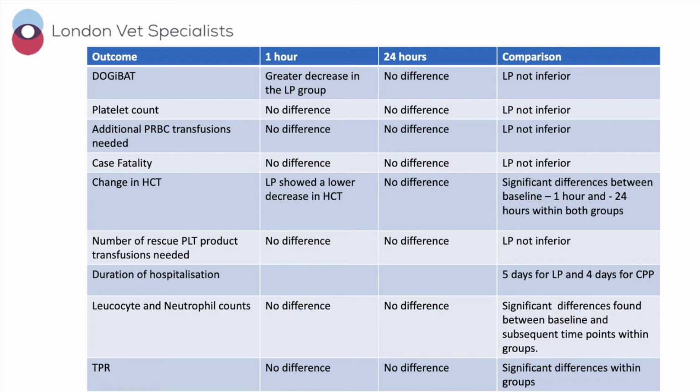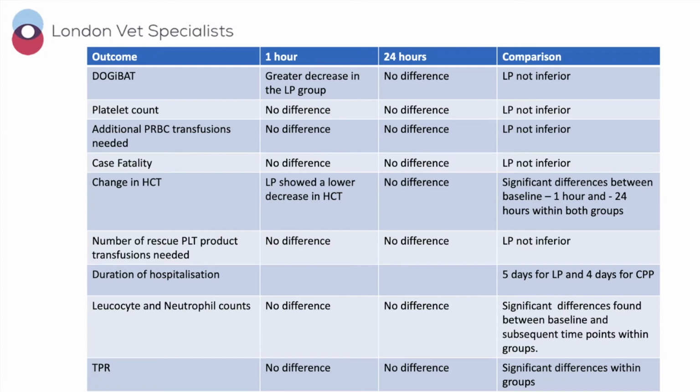Interestingly, the LP group showed a lower decrease in hematocrit from time 0 compared to 1 hour after LP administration, and when compared with the CPP group, and it was hypothesized that might be because of the lower volume of LP administered, causing less hemodilution. Significant differences were found within both groups between the baseline, 1 and 24 hours compared to hour 0, and there was no difference in the number of rescue platelet and product transfusions needed in either group.